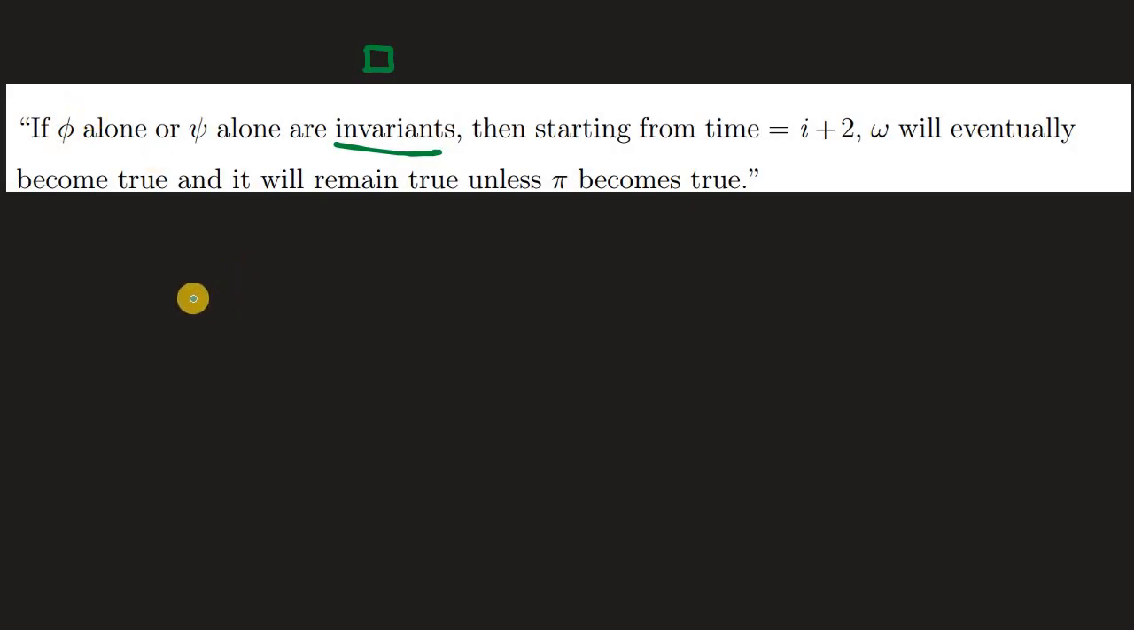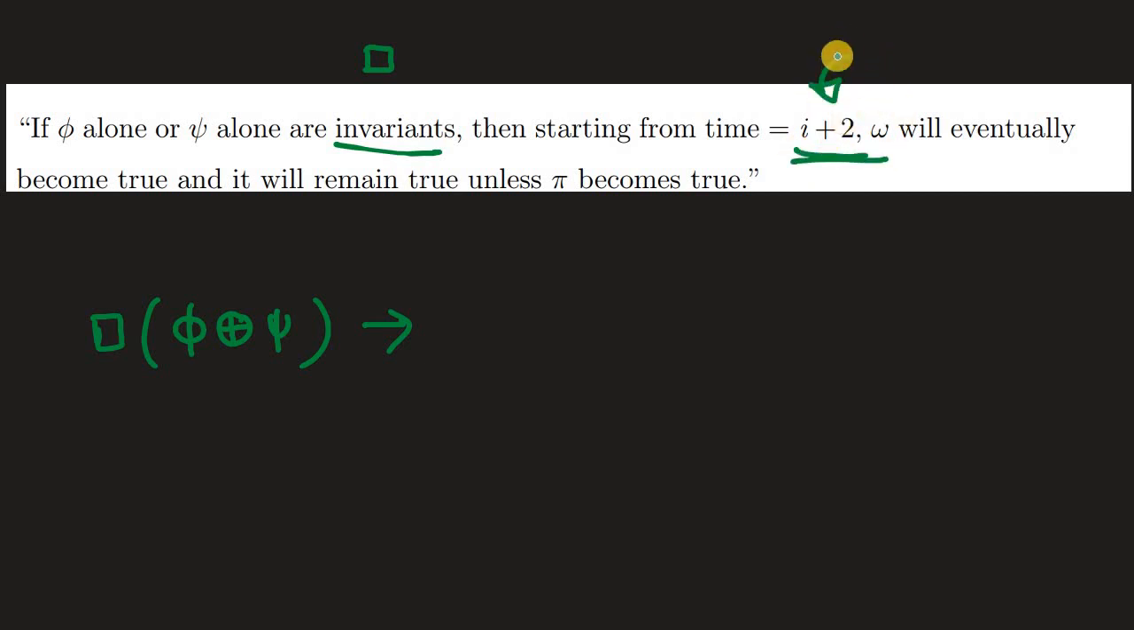Okay, so if phi or psi alone, okay, so it is saying not both of them. So we're saying either this one or this one. So in the case of either, we put this sign, which means not both. If it was both, then we would put the normal or. But it's not including both, so that's why we have to put this sign. And then they are invariant.